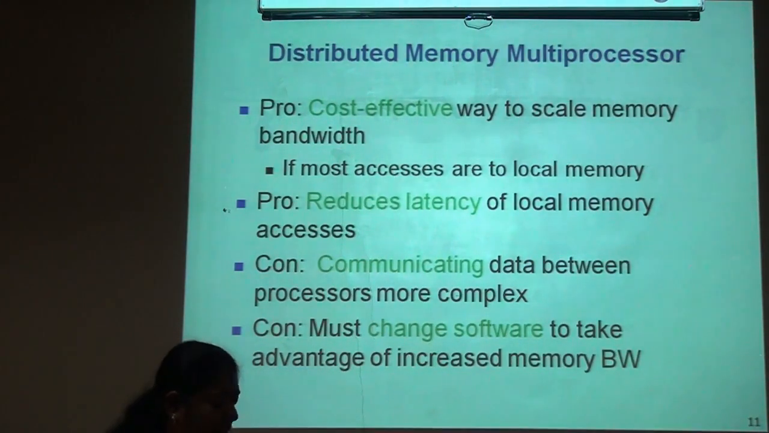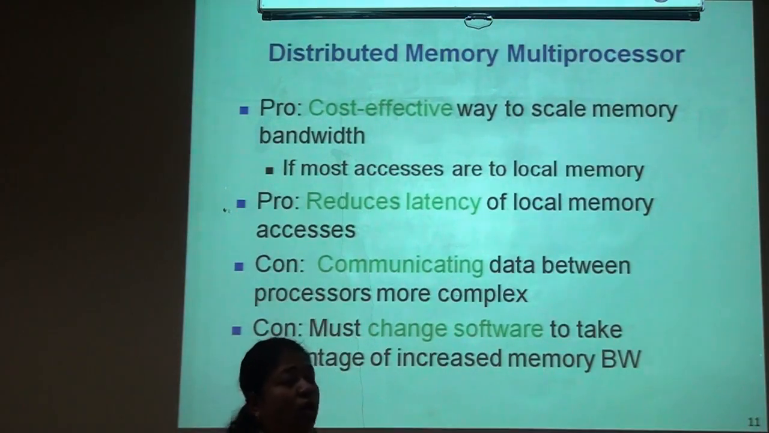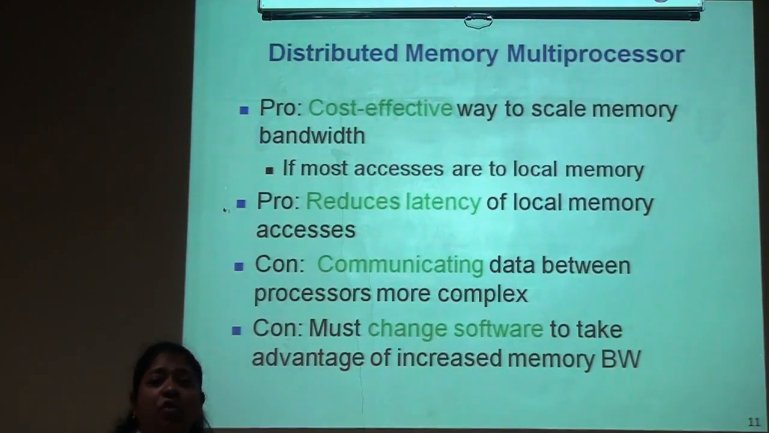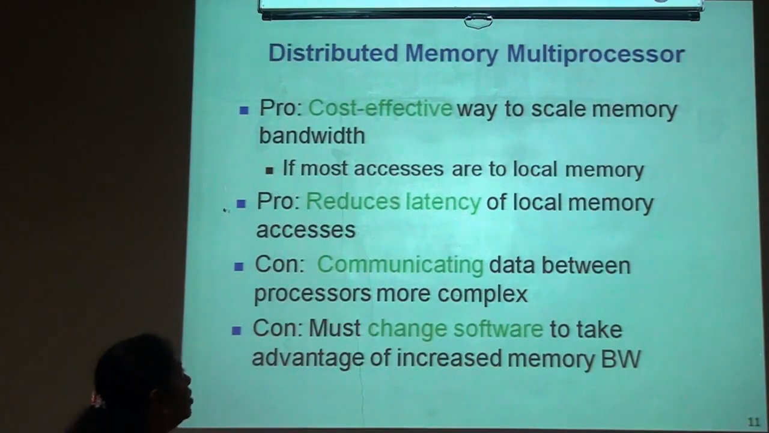And what is the distributed memory? In the distributed memory, there is no common memory. Why do we go for the distributed memory? It is cost effective, because extending a large memory every time is a tedious task. To avoid that, every processor can have a separate memory. Another advantage is reduced latency of local memory.